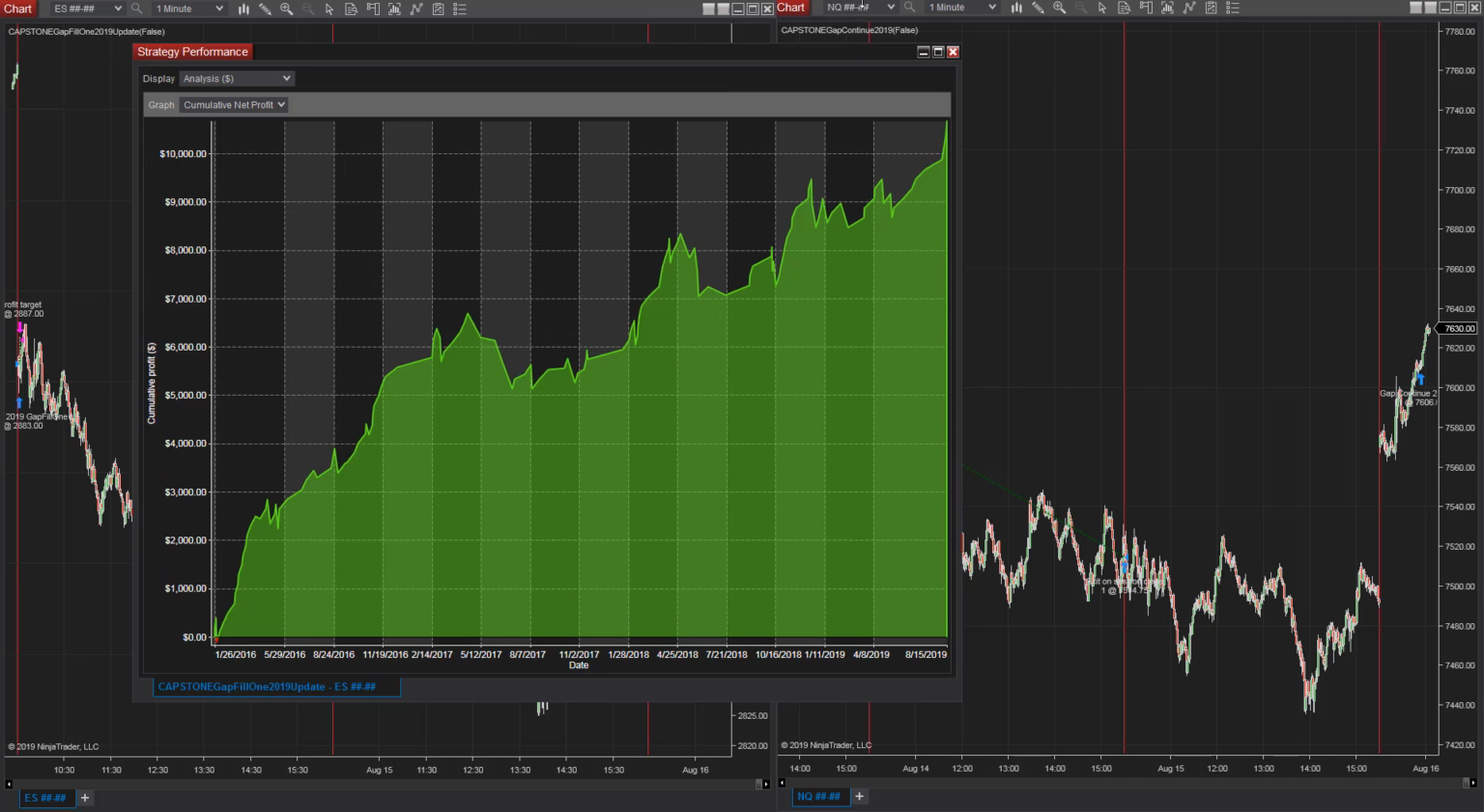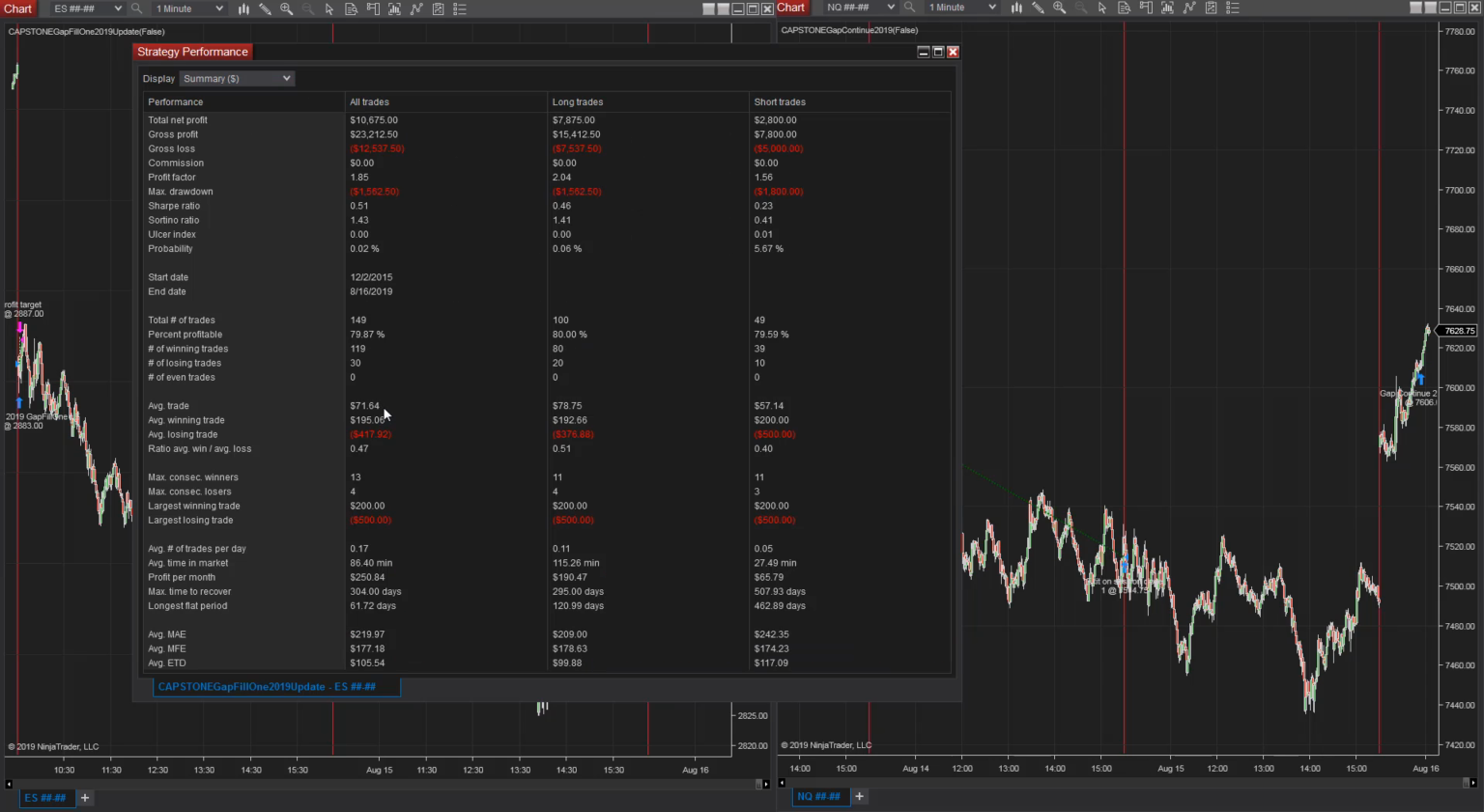We were talking about diversity of exits. It has a $500 stop loss and $200 profit target. So you see it's also making equity peaks. Average trade profit is $71. Again, the long trade is a little higher. Low drawdown, 15 to 62.50. 149 trades, almost 80% profitable. It is 80% on the long side, 79.87% when you average the long and short.